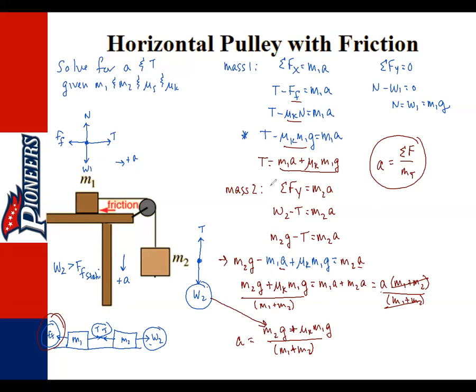Yeah, go ahead. So would it be better to not factor out the mass from there? Because I know sometimes we factored out the mass to make it a little easier on ourselves. Would that not be the case here? You mean do it from... No, in the step with the arrow by it where it says M2G minus M1A plus the coefficient of kinetic friction, mass 1, gravity.